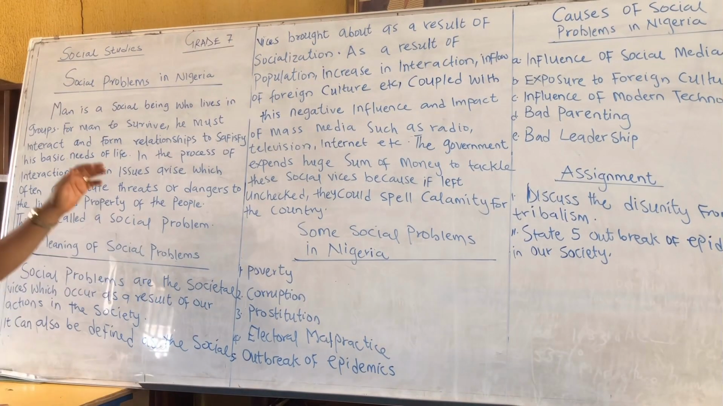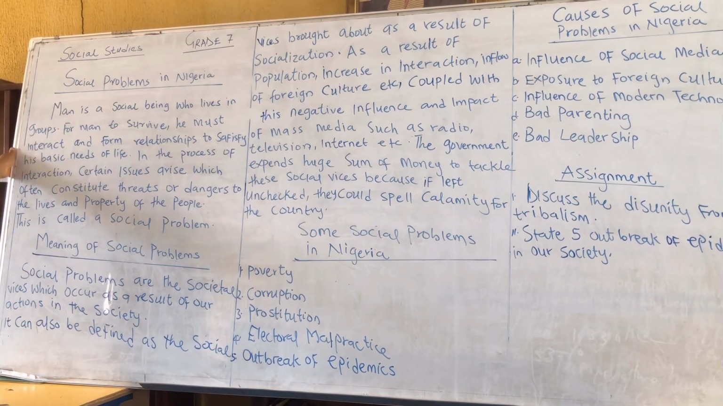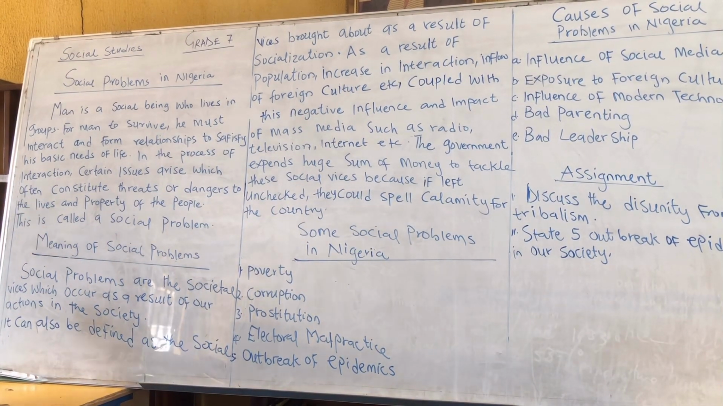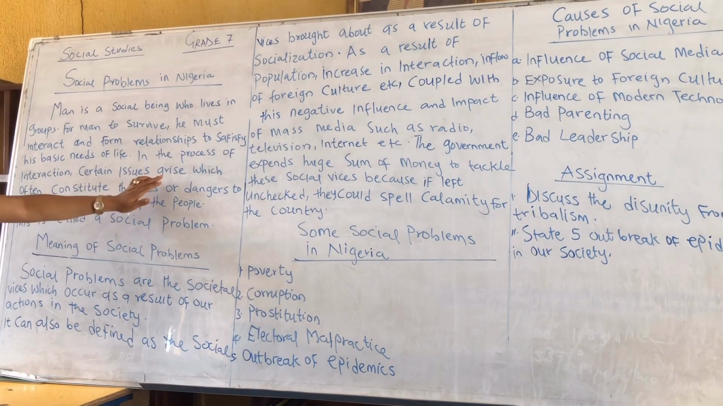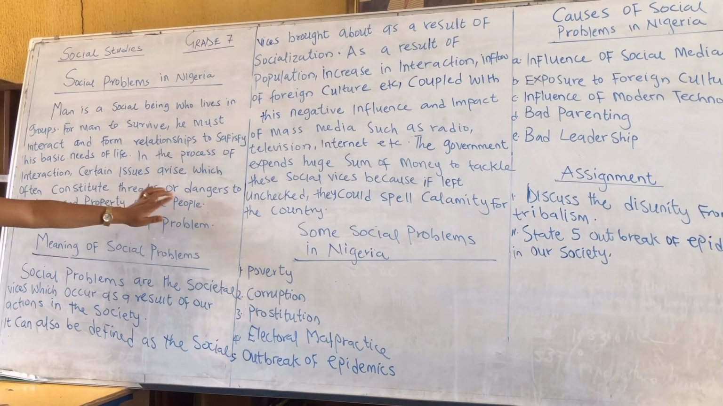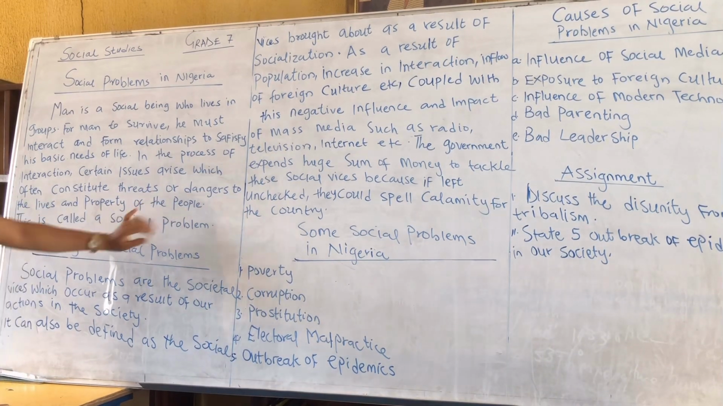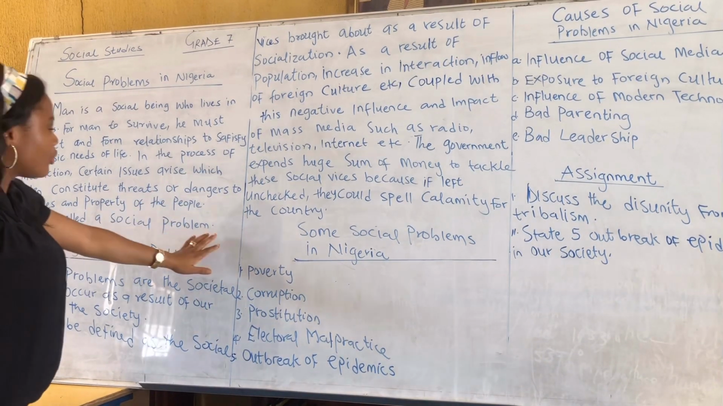Today we're looking at the subject social studies, and the topic is social problems in Nigeria. Man is a social being who lives in groups. For man to survive, he must interact and form relationships to satisfy his basic needs of life. In the process of interaction, certain issues arise which often constitute threats or dangers to the lives and properties of the people. This is called a social problem.